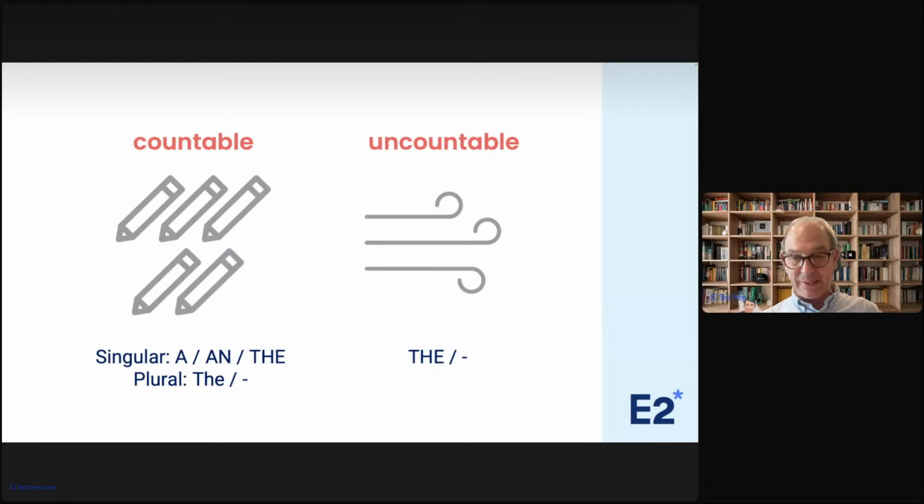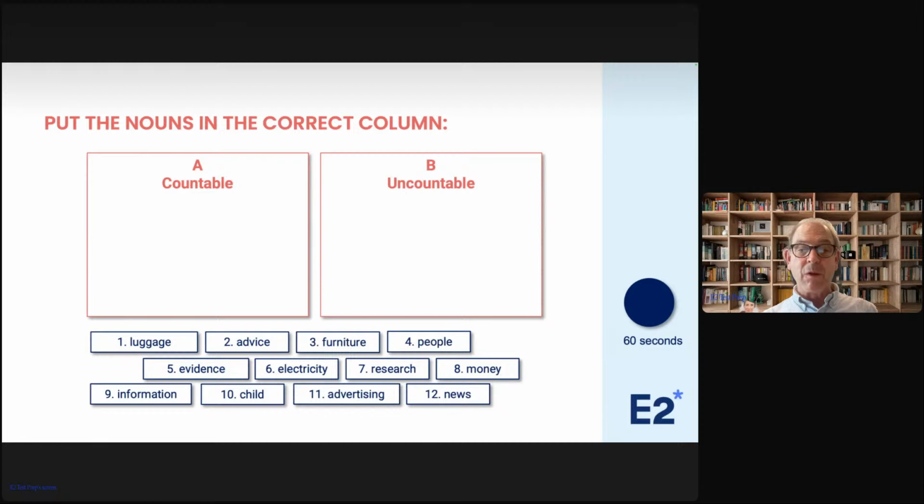In uncountable nouns, meaning nouns that aren't able to be counted, we use the or zero article, meaning no article is used at all. But it is called zero as if it was an article because we treat it as a noun. It's just that we don't use the article and we call it zero article. Okay, so put the nouns in the correct column. We've got table A and table B. A, countable, able to be counted; B, unable to be counted. Can I ask you to put the words in table A or table B?